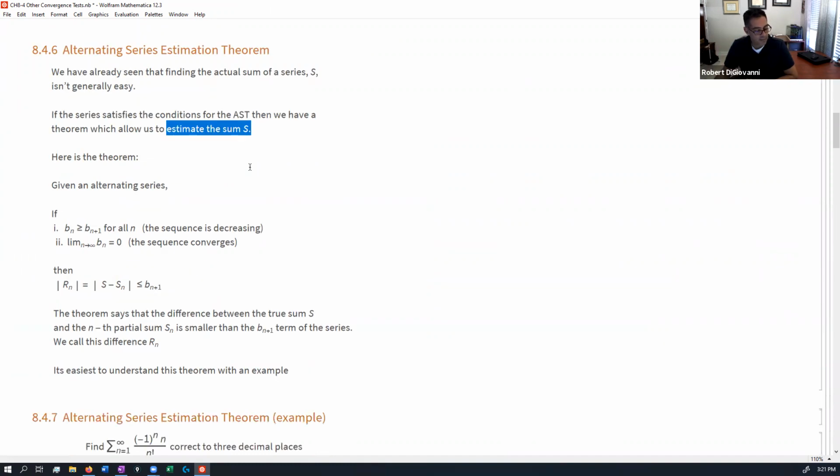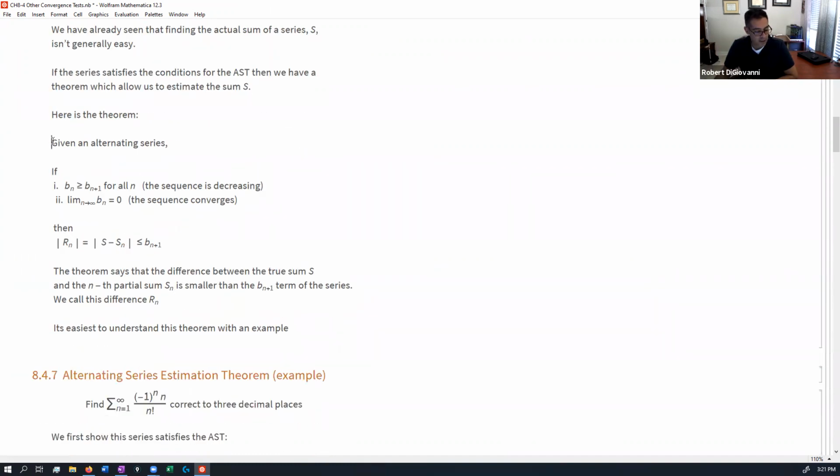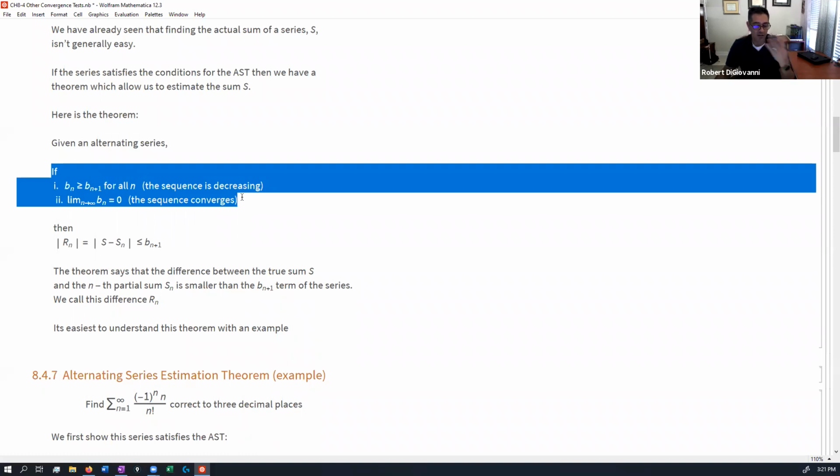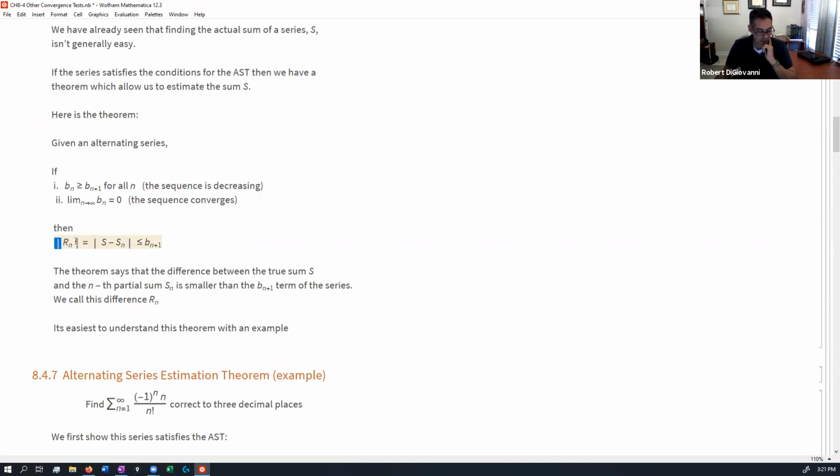So let me give you the theorem. Okay, so it says first, given an alternating series, by the way, this only works for an alternating series. Given an alternating series, if the 2 conditions of the alternating series test are true, those are the 2 conditions we just went through. If that's true, then, all right, so this is weird. Just ignore this for right now.